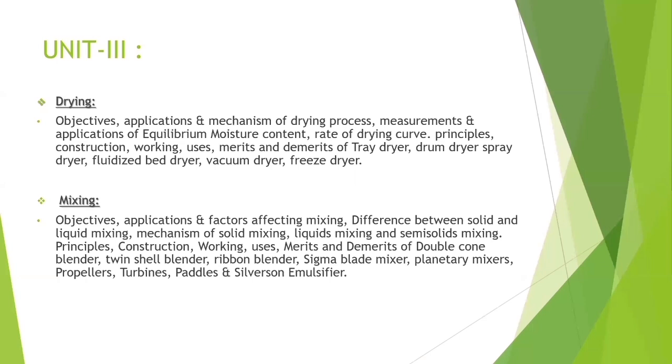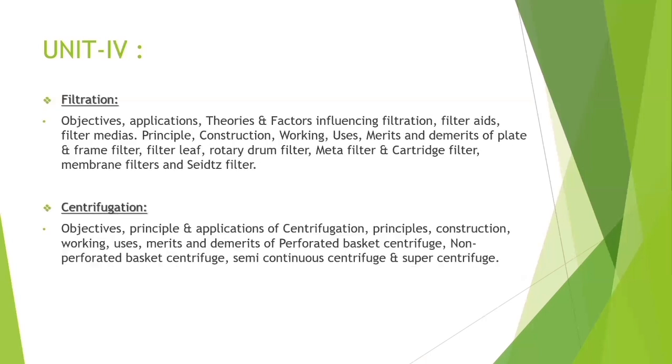Next one is the mixing. In the mixing chapter, we are going to know about the equipments used for the mixing process, like ribbon blender, sigma blade blender, double cone blender. About these equipments, we will get to know the advantages and disadvantages, the mechanism, the principle, and how they are constructed. About all this information, we will discuss in the mixing chapter.